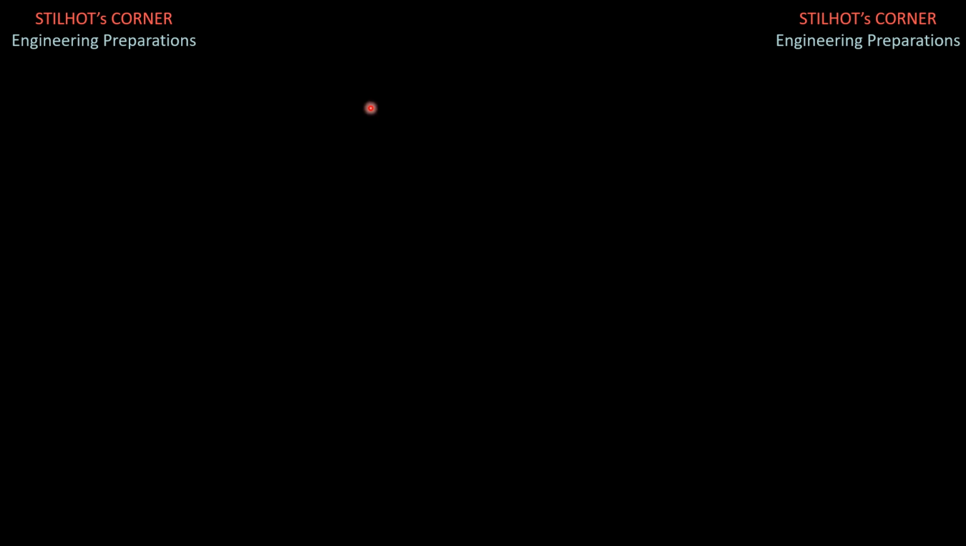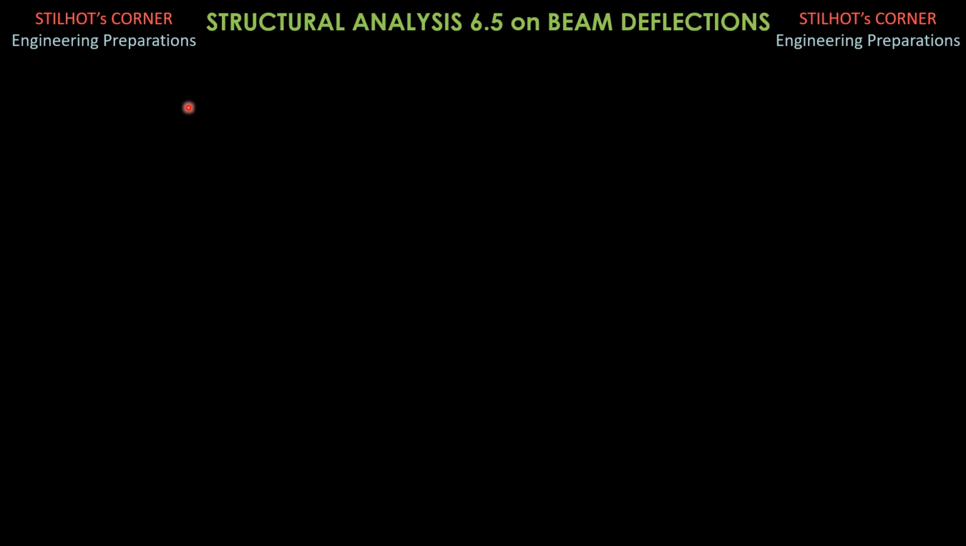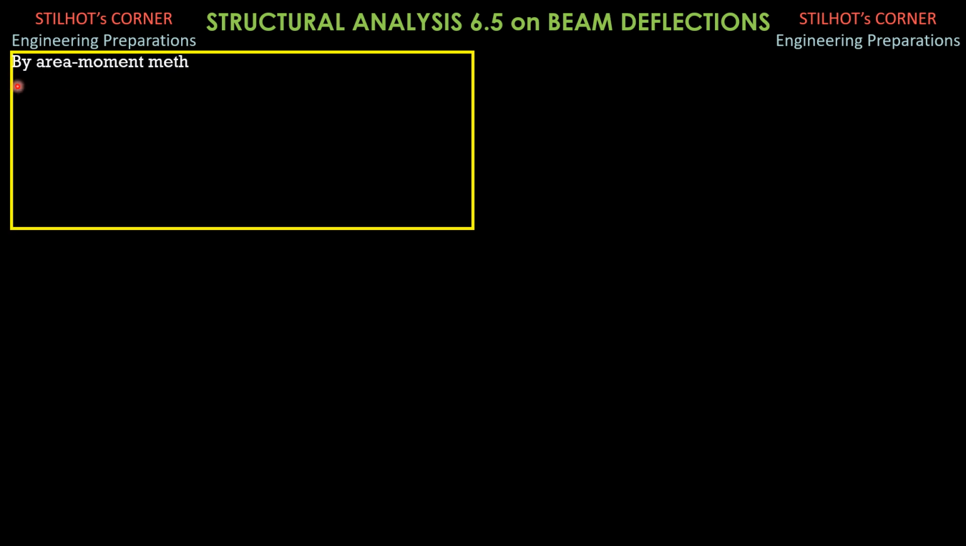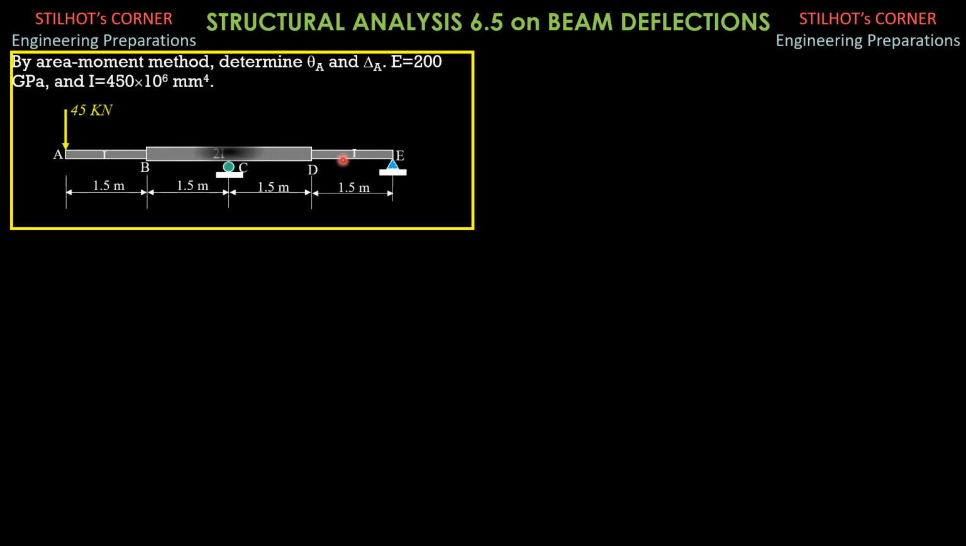Hello, future engineers. Here is another video in structural analysis, particularly in computing deflections, this time by area moment method. If you want to anticipate the solution to this problem, you may do so by pausing the video. So by area moment method, determine theta A and delta A. E is 200 gigapascals and the moment of inertia is 450 times 10 to the 6 mm to the fourth for the portion where it is labeled I here, and this is 2I.